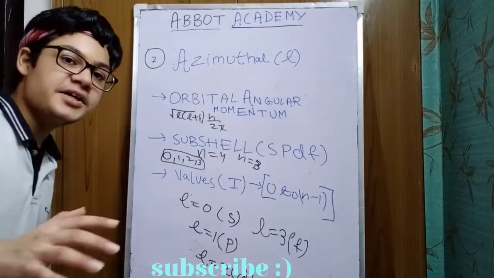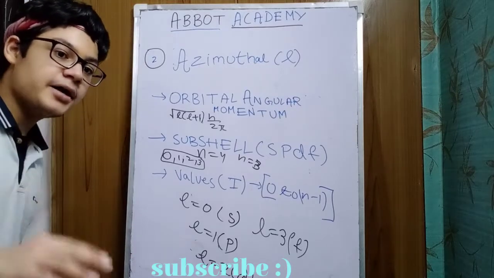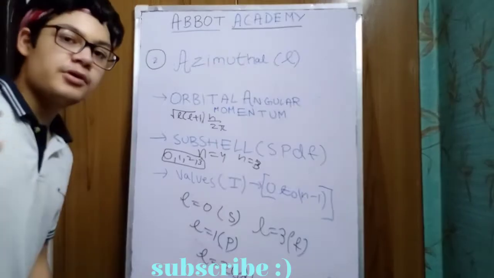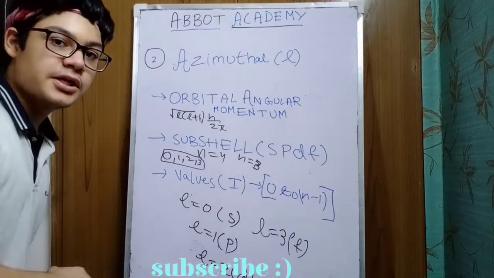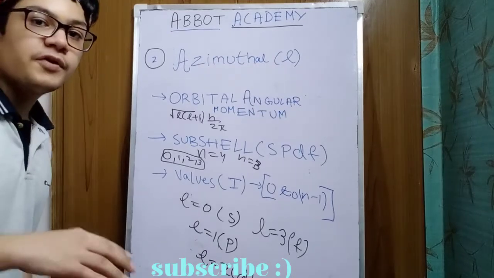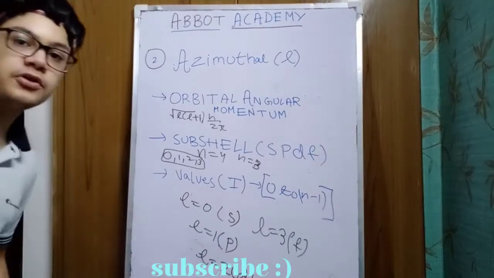So basically l can take 0 to n minus 1 values, and it tells about the orbital angular momentum. If you come across any of these values, you should be able to tell which subshell it is. These are the four subshells, s, p, d, f, and there are two more, g and h, but we do not use them commonly, so you have to remember that. It's important. Let's move on to the third.